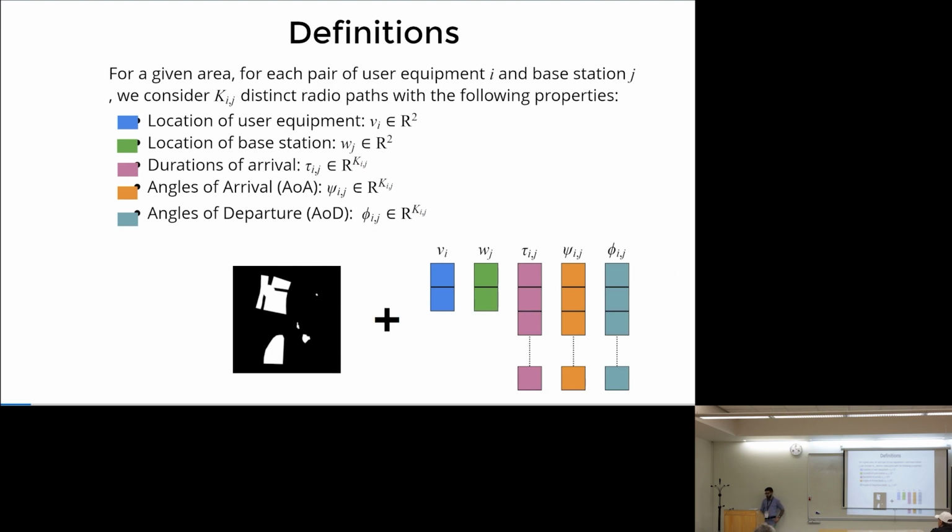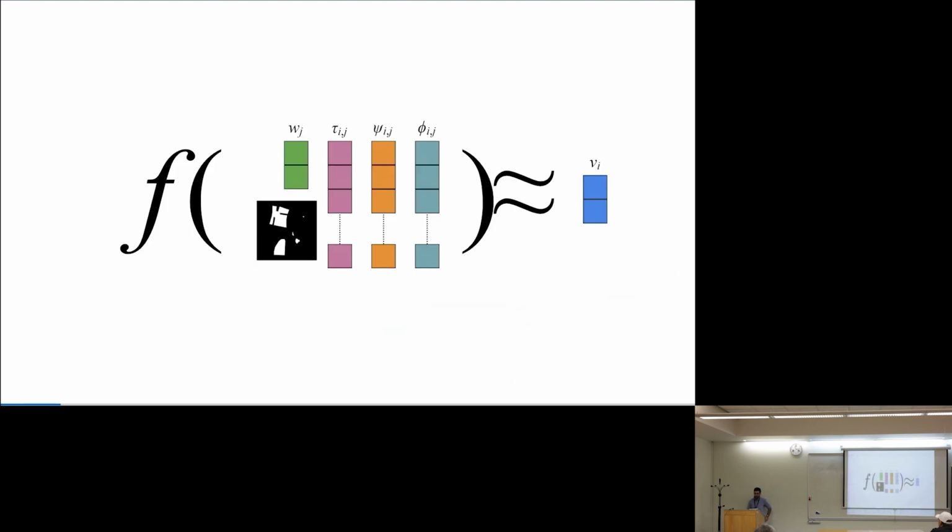the user equipment. So to formulate our problem, we give our model the map, the location of the base station, and the radio wave information, and we expect it to estimate the location of the device.